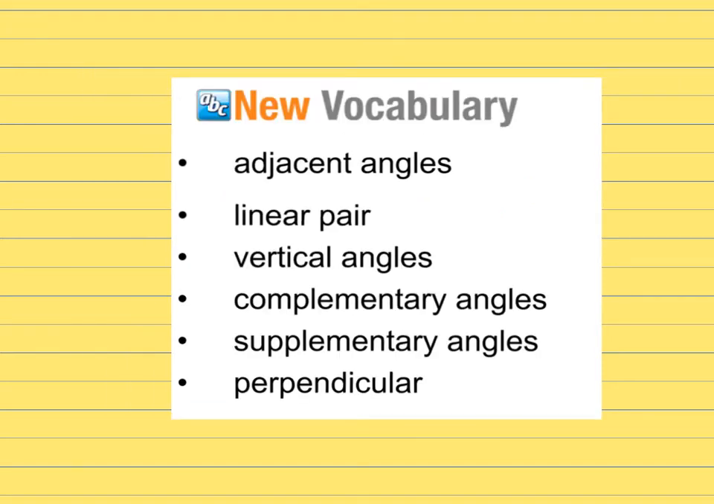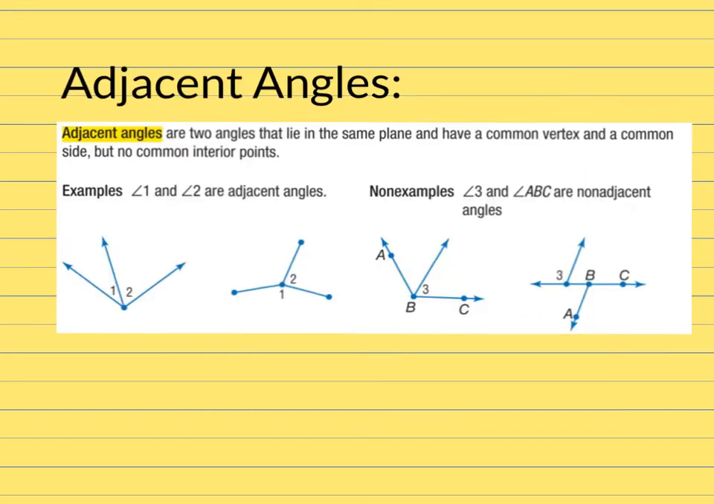The special pairs of angles we're going to look at are adjacent angles, linear pairs, vertical angles, complementary angles, supplementary angles, and angles formed by perpendicular lines. The first vocabulary word is adjacent angles. Adjacent angles are two angles that lie in the same plane and have a common vertex and a common side, but no common interior points.